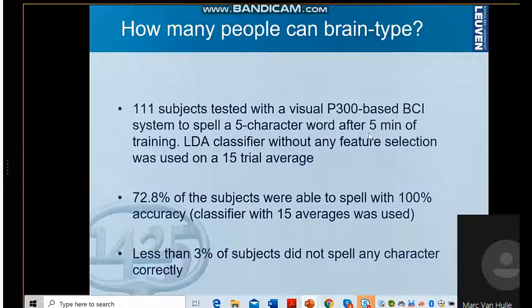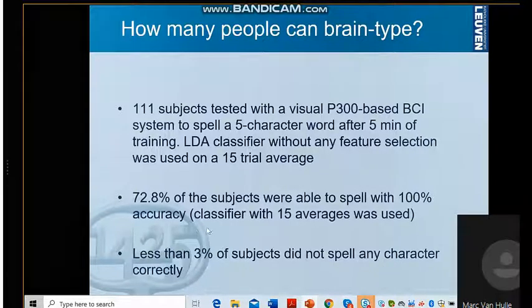They spelled a 5-character word after 5 minutes of training with a copy spelling setting. And they used a simple LDA classifier, no feature selection, and 15 trials, so 15 rounds of identification. And then they saw that almost 73% of the subjects could spell those 5-character words with 100% accuracy, with 15 times of averaging, of course. But they also saw that 3% of the subjects did not spell any character correctly.